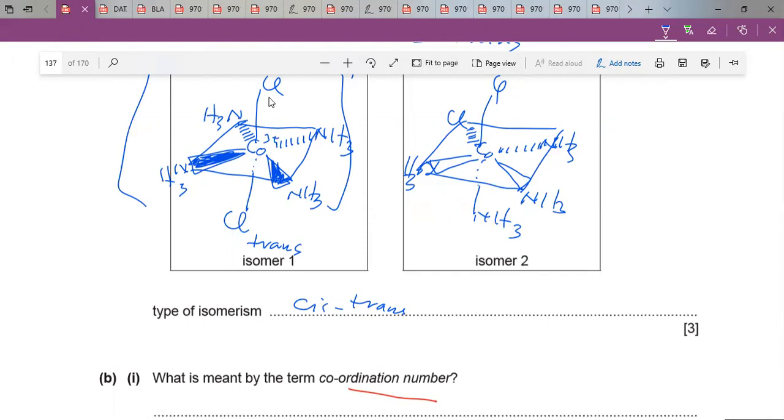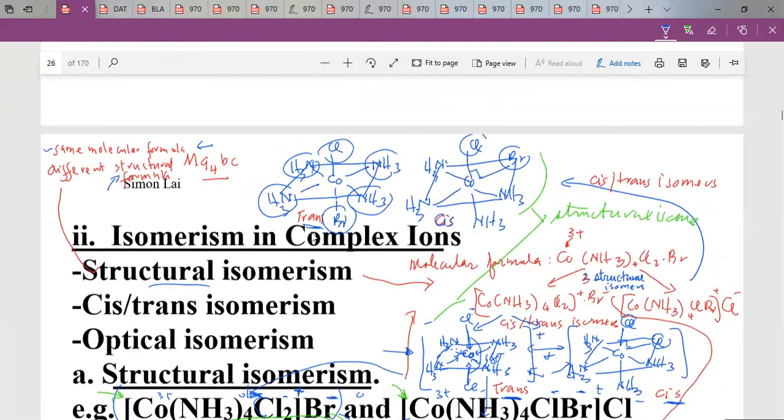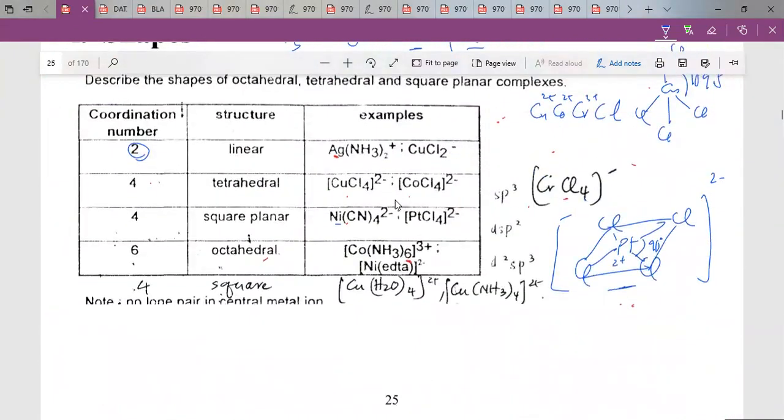Now let's go to coordination number 4, square planar. Let's go back to the question first, it's 25. Remember here, I told you, tetrahedral and square planar both have the same coordination number. They will tell you. Remember.